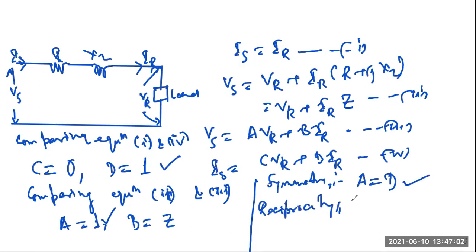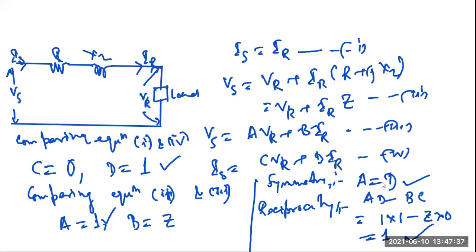Then the condition for reciprocity is AD minus BC equal to 1. A is 1, D is 1, so 1 minus BC. B is Z, and C equal to 0, so BC is 0, and we get 1. So from this derivation we get these two results. That means the ABCD parameters we have derived are correct. This is the derivation for the ABCD parameter of the short transmission line.